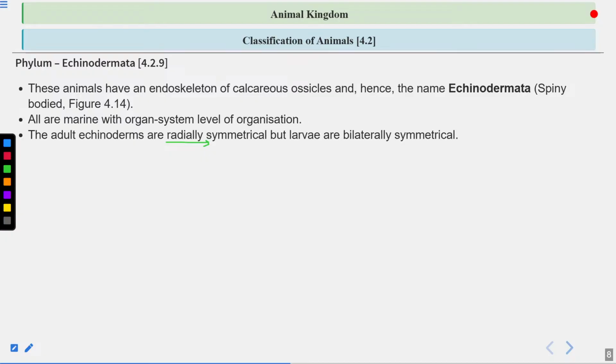You can take the example of starfish also. They show radial symmetry. Here the body can be divided into two equal halves by any plane passing through the central axis. But the larvae are bilaterally symmetrical, meaning their body can be divided into two halves. These two halves will be symmetrical to each other, suppose left and right half, and these two halves are mirror images of each other. So you should remember this is the characteristic feature here. Clear?